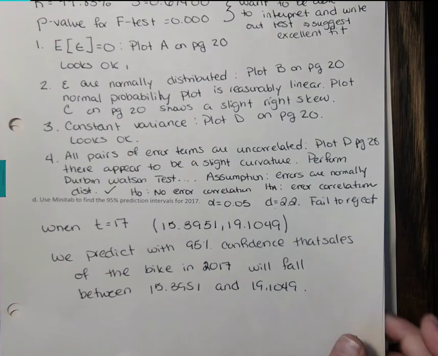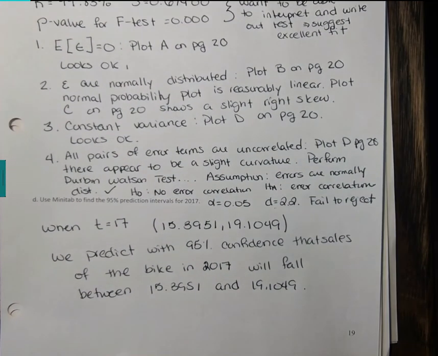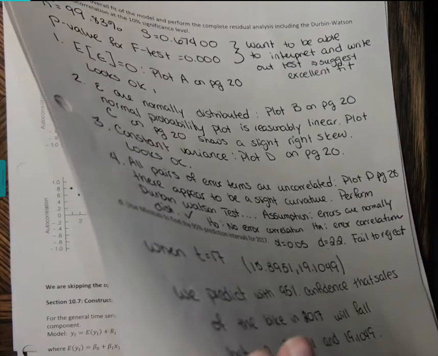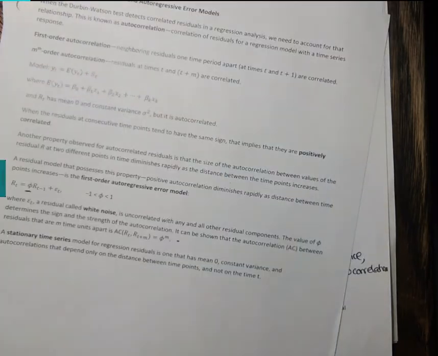So what we can say here is we predict with 95% confidence that sales of the bike in 2017, and we should say here the first quarter of 2017, will fall between 15.39 and 19.10. All right, we're going to skip ahead to page 23.